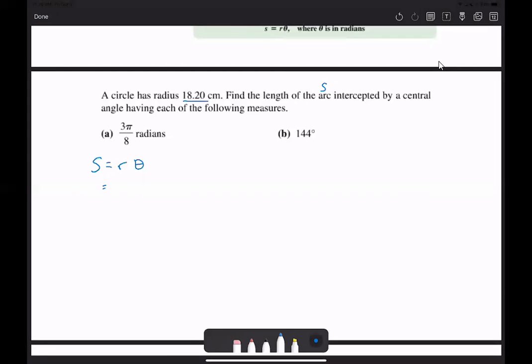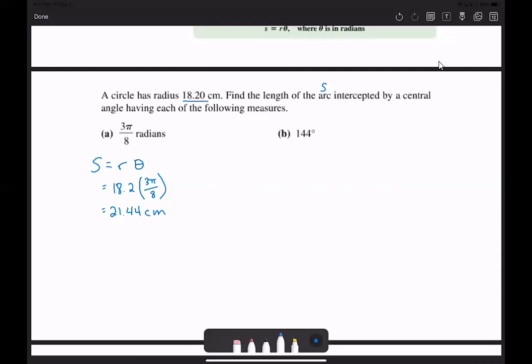So we'll just do some substituting. We'll do 18.2, and we're going to multiply that by 3 pi over 8. Now this, you can just enter in, even the pi, into your calculator and just get the decimal form, which is 21.44 centimeters. So the distance around that circle of the arc is 21.44 centimeters.